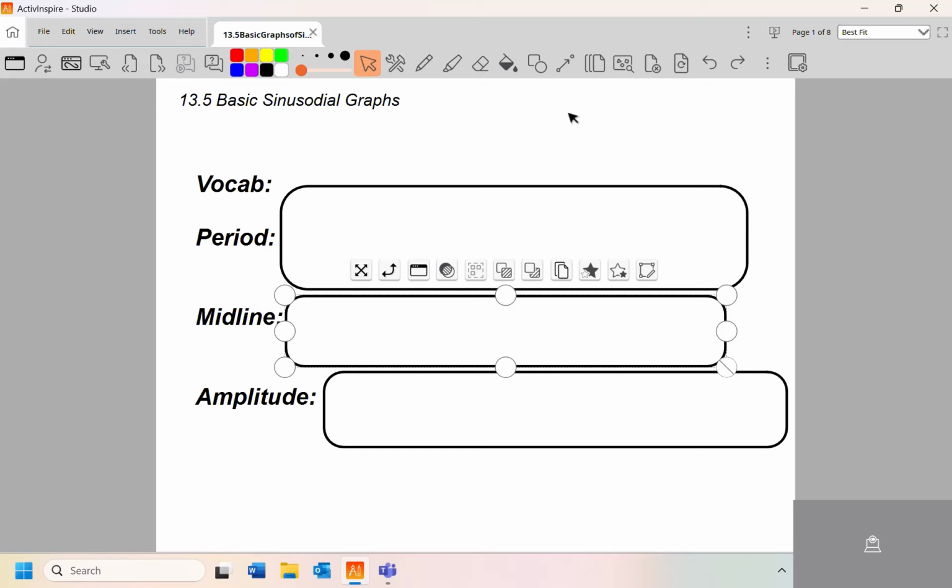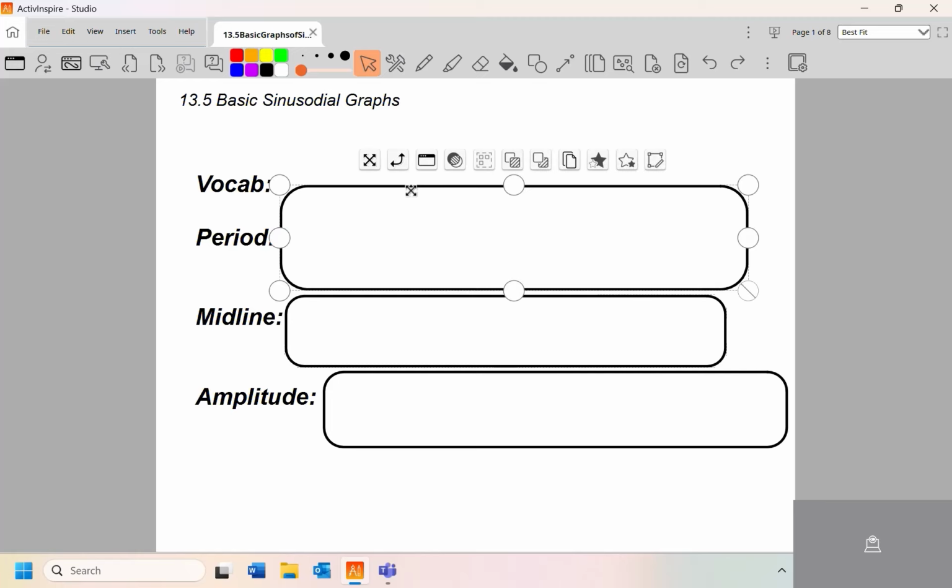This is 13.5 for me, which is the basic sinusoidal graphs. It's going to be the graphs of sine and cosine. That's as far as I'm going to take my Algebra 2 kids with trig graphs this year.